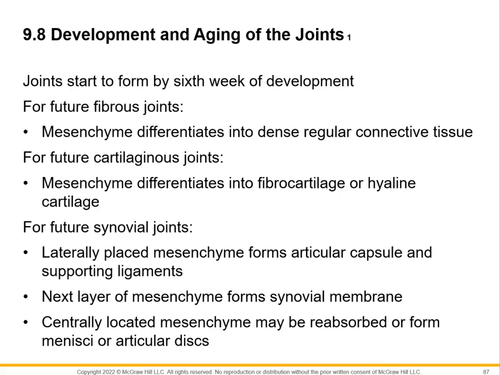And for future synovial joints, the laterally placed mesenchyme forms articular capsule and supporting ligaments. And then the next layer of mesenchyme forms the synovial membrane. And centrally located mesenchyme may be reabsorbed or form menisci or articular discs. The whole takeaway from this is that joints are going to be formed from the mesenchyme, okay?